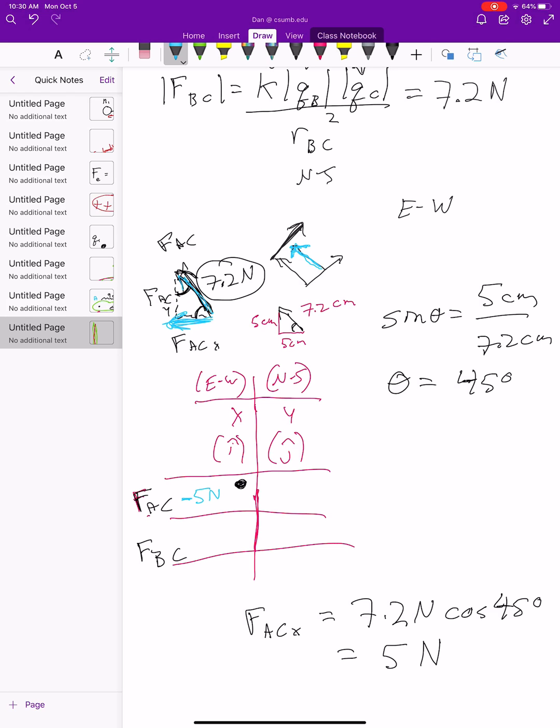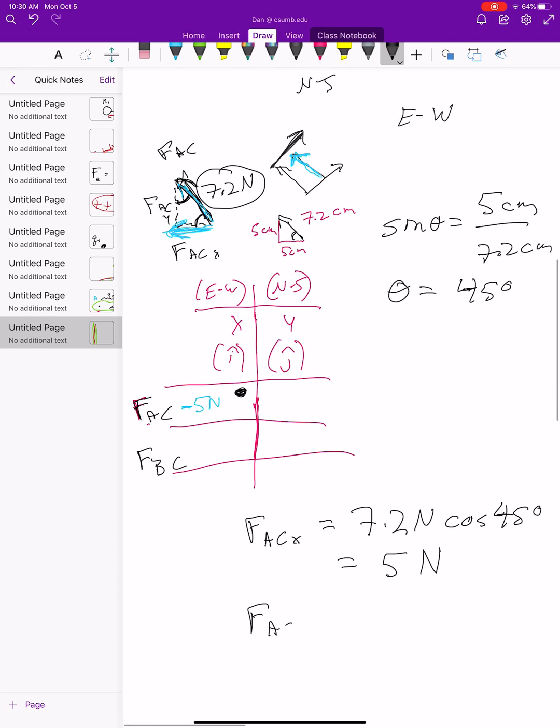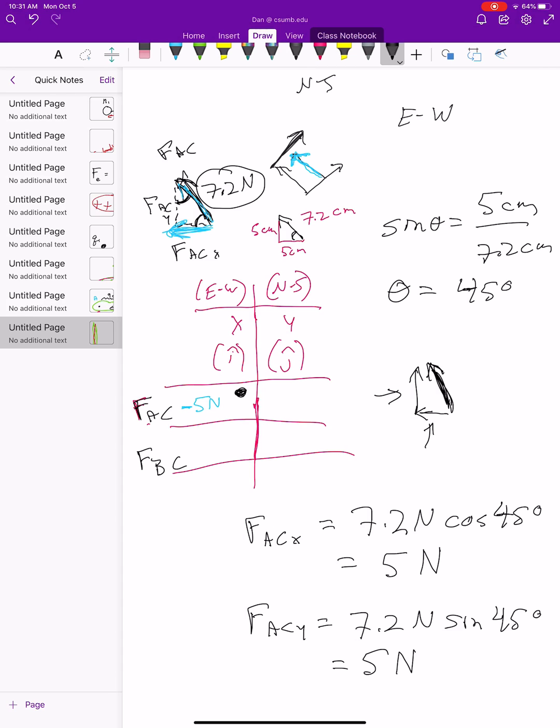Now let's look at the y component of FAC. It's going to be 7.2 newtons times the sine of 45 degrees. Well, cosine of 45 degrees and the sine of 45 degrees are the same. You should get that that's also 5 newtons. And again, I'll come back to my original drawing here and say, okay, if this is FAC, here's the x component, here's the y component. The x component is indeed negative, but the y component is positive. All right?